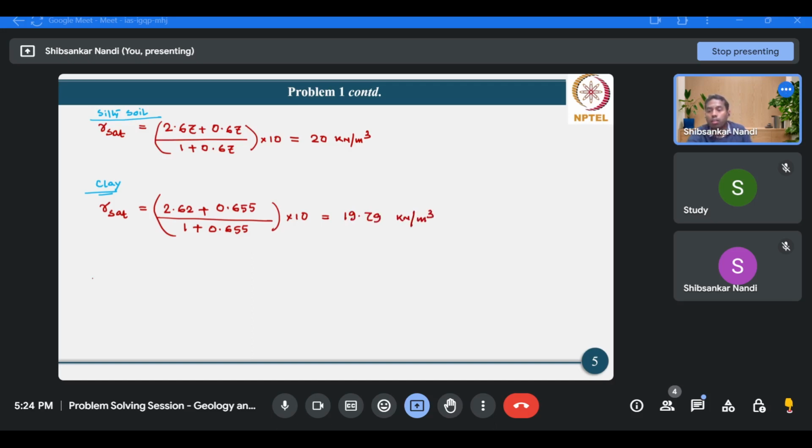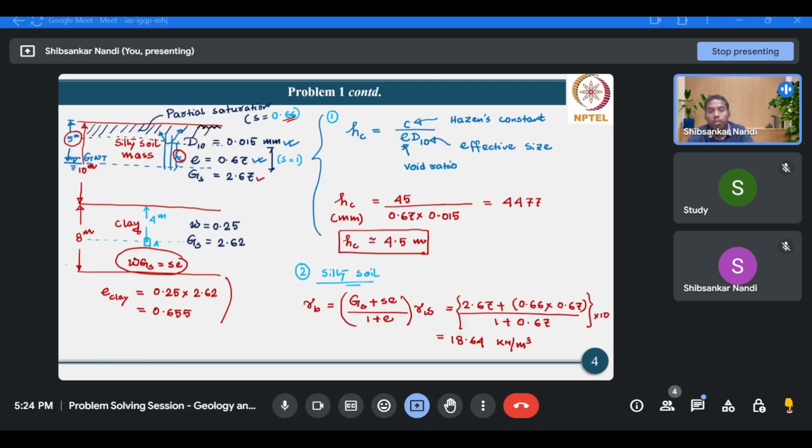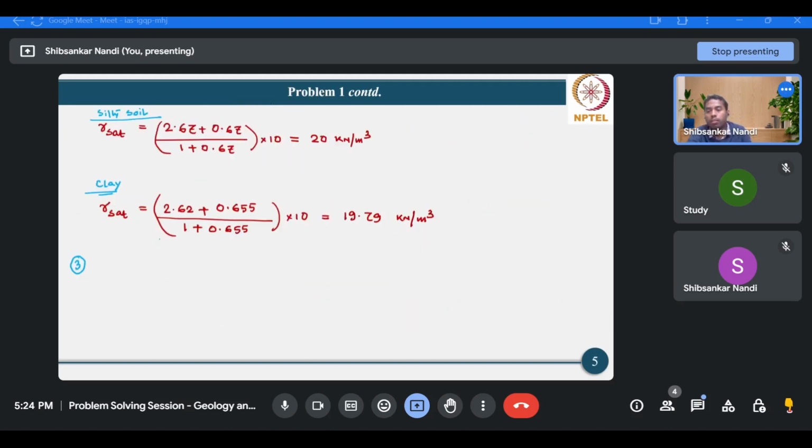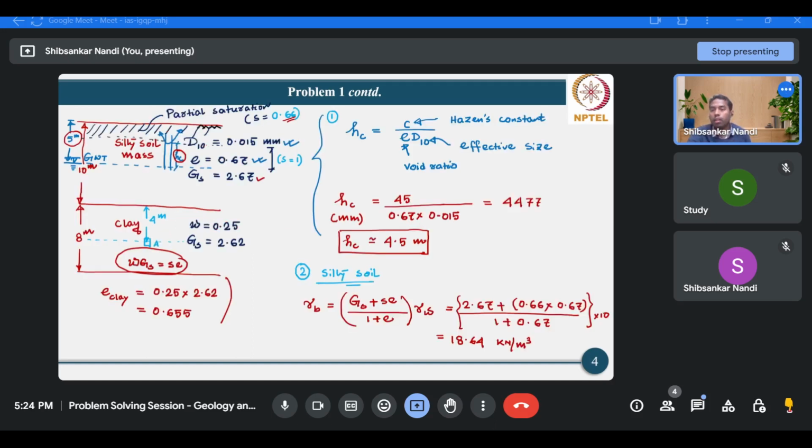Okay. So now we'll move further to the third step. For the third step, we'll first calculate the total stress. The total stress at the mid depth of this clay layer, that is point A, would be the multiplication of the unit weight and the corresponding thickness. So we'll start from the ground surface.